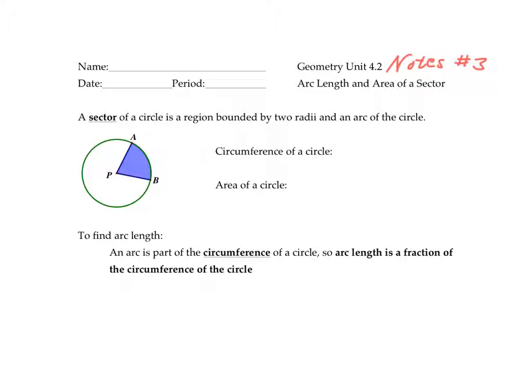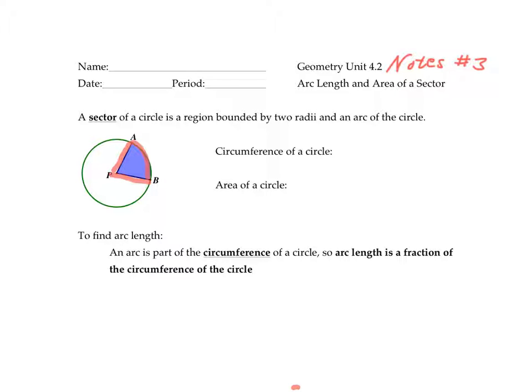Hi everyone, in today's lesson we'll be taking a look at Unit 4.2, Notes number 3, which is all about arc length and areas of sectors. A sector of a circle is a region bounded by two radii and an arc of a circle. If we take a look at our sector, which is the shaded region, notice that it's bounded on one side by radius AP, the other side by radius BP, and then this arc. It's a minor arc going from A to B.